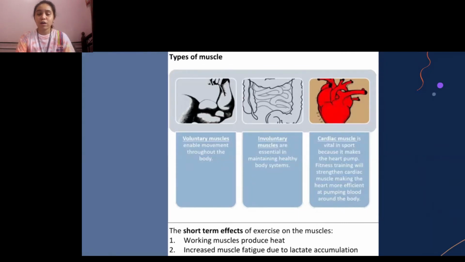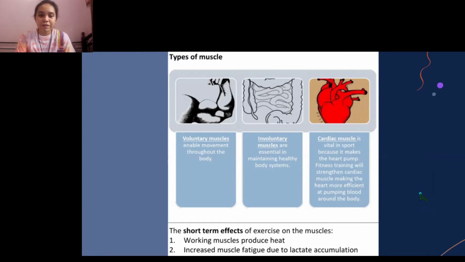First one is voluntary muscles, which enable movement throughout the body. Next is involuntary muscles, which are essential in maintaining healthy body systems. And lastly, cardiac muscle is vital in sport because it makes the heart pump. Fitness training will strengthen cardiac muscle, making the heart more efficient at pumping blood around the body.